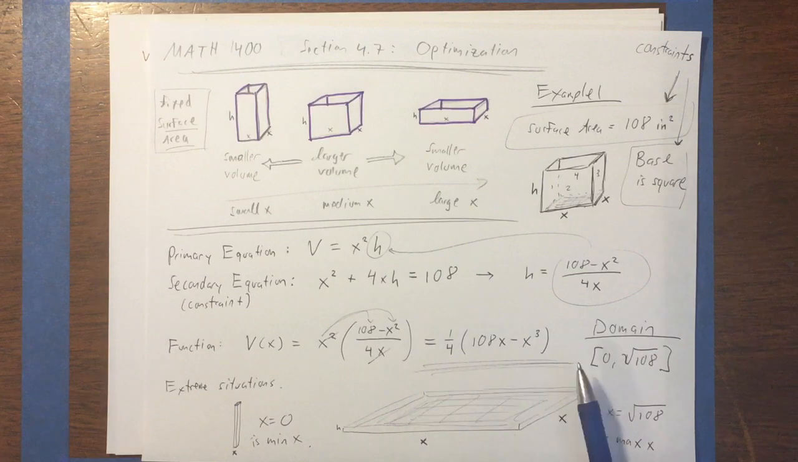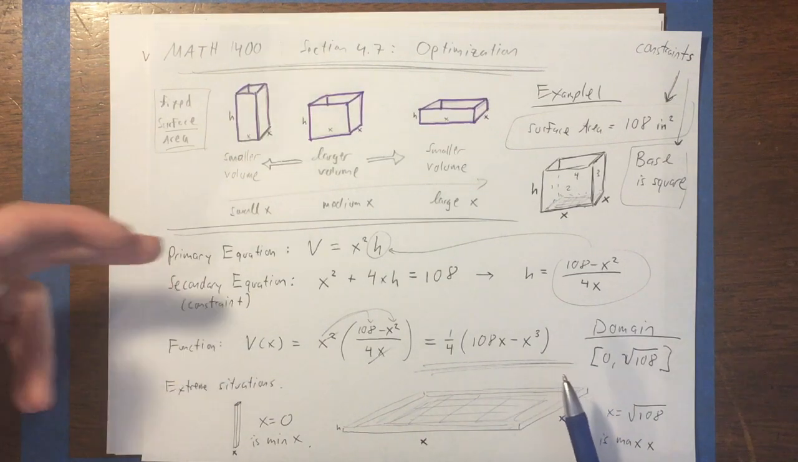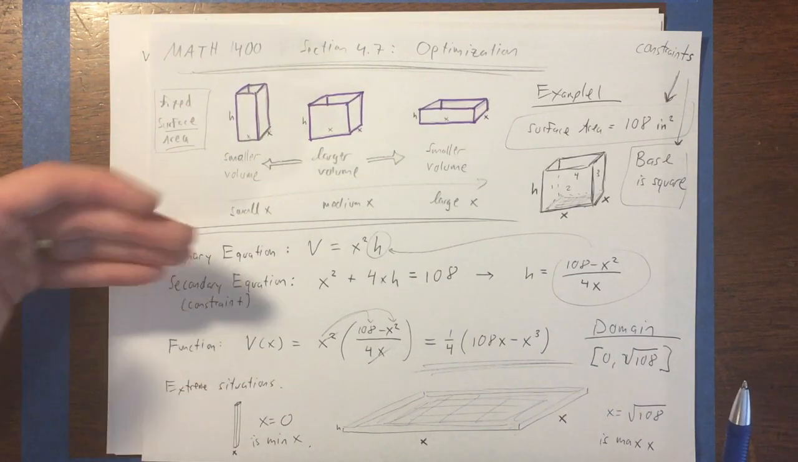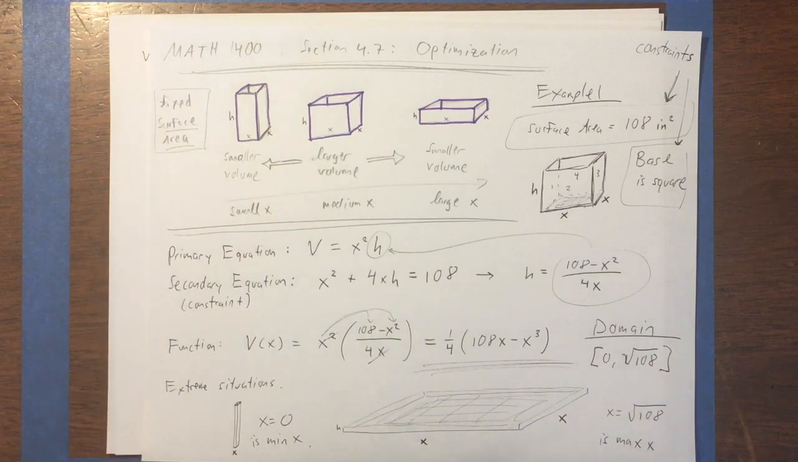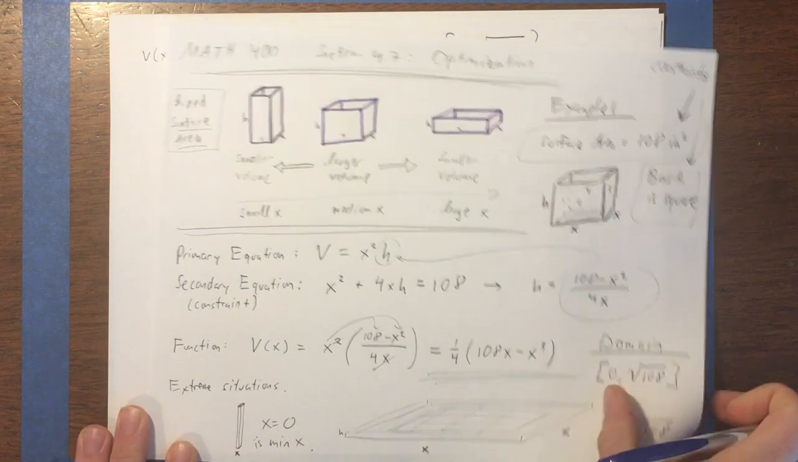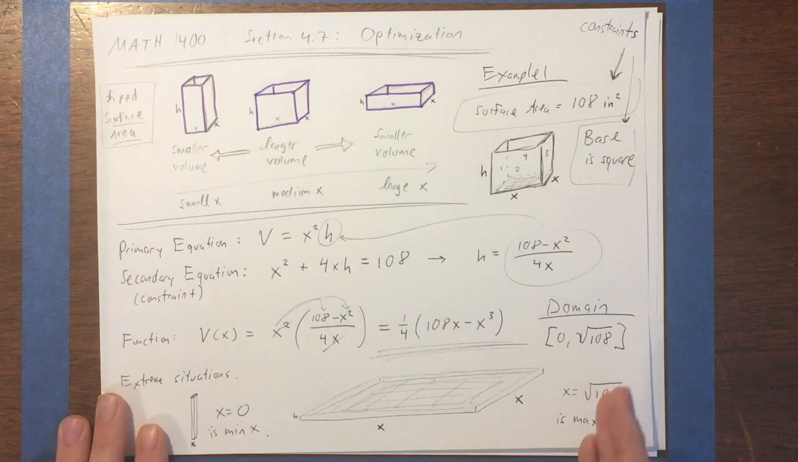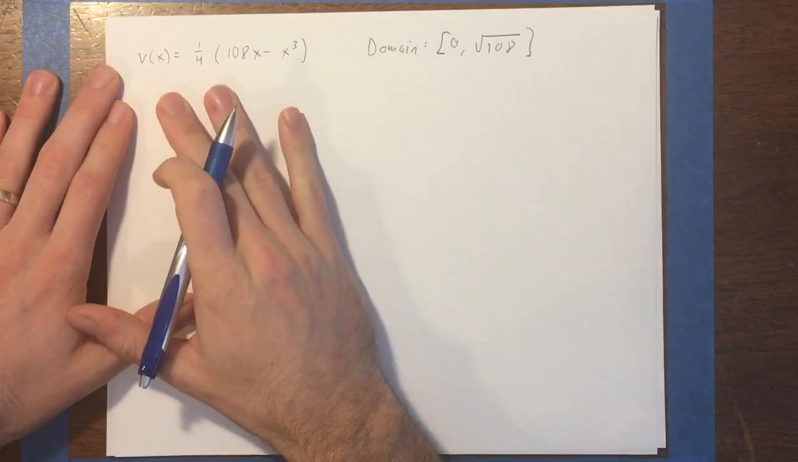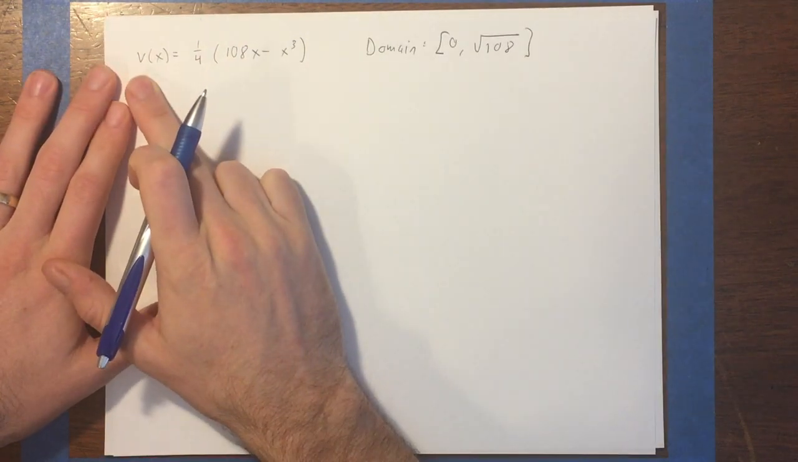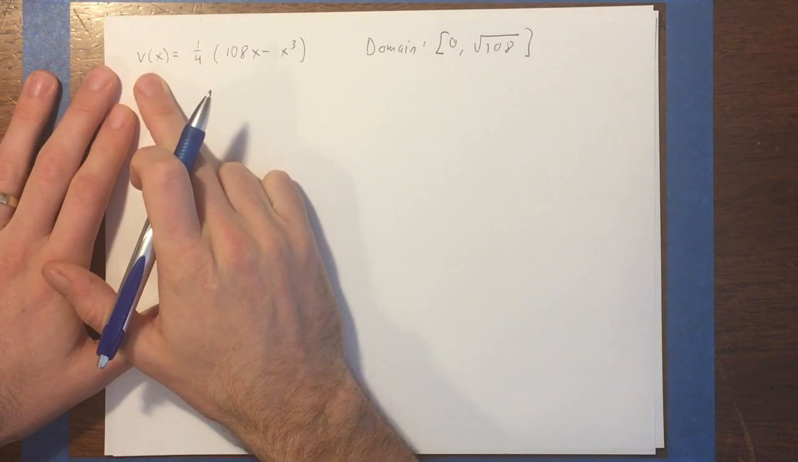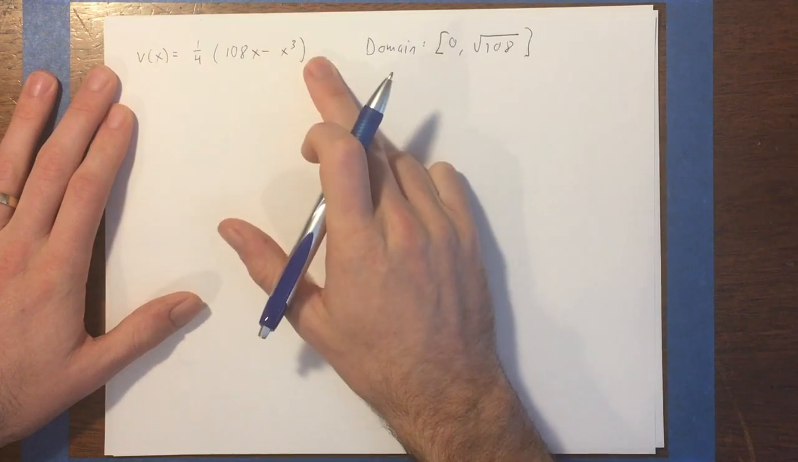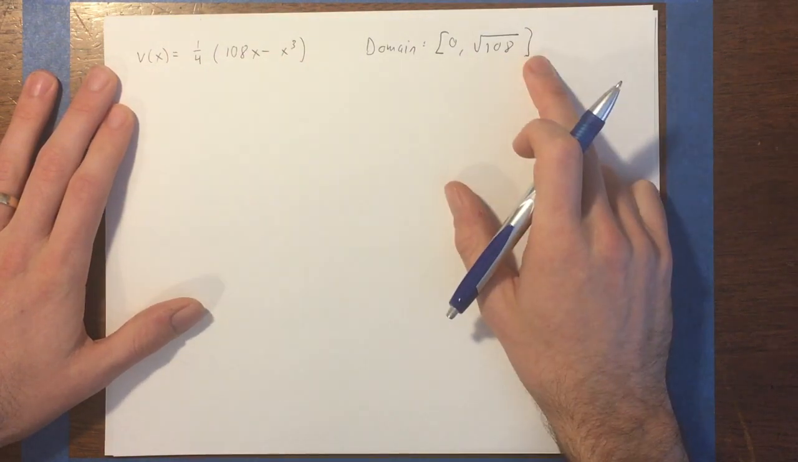Okay, so this is what you need to be able to do. You have to have both. In many problems, you have to have a primary and a secondary equation in order to eliminate one of the variables and get down to a function of a single variable. Then I explained how we're going to have a realistic domain of x values from 0 to the square root of 108. So I've just written down what we've got so far. We have our volume function, volume of the box as a function of the width x, and then the domain of that function that we're working with.